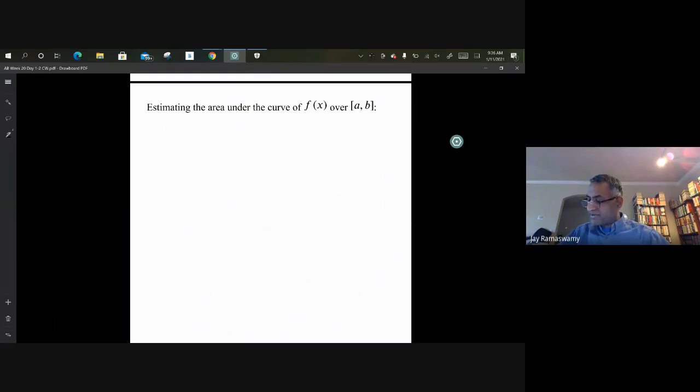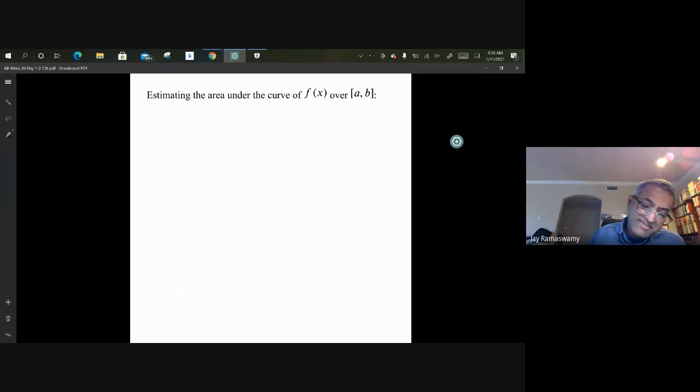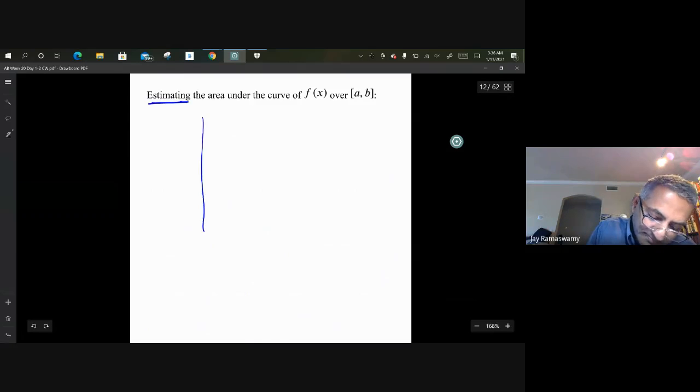Okay, this is the bulk of today's lesson. Pay very, very close attention. It's kind of tricky initially. Pay very close attention. It says estimating the area under the curve. Now, remember, the key word is estimate. So assume for a second I have a curve like this, f of x.